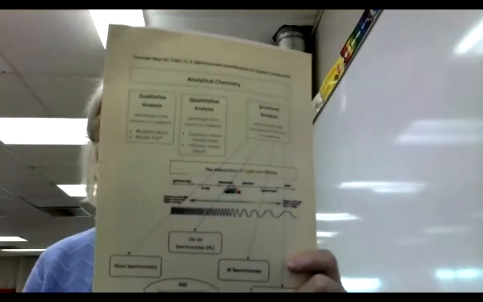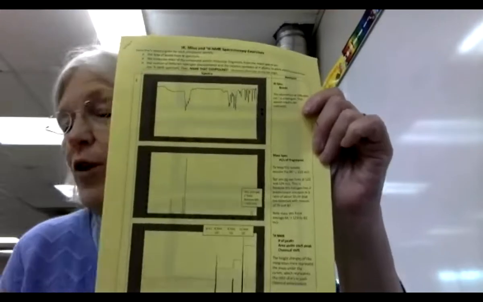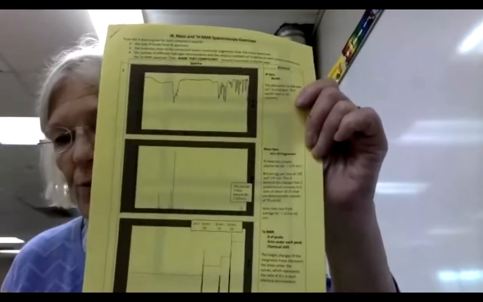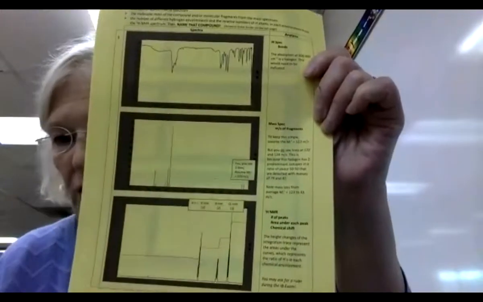This is what the class packet looks like. It is your third class packet. I will be making reference to the class packet in today's video. There is also this pale yellow set of practice problems. This tells you where we're going to be able to go at the end of about 5 days working on these spectra. I will be giving you 3 different types of spectra.